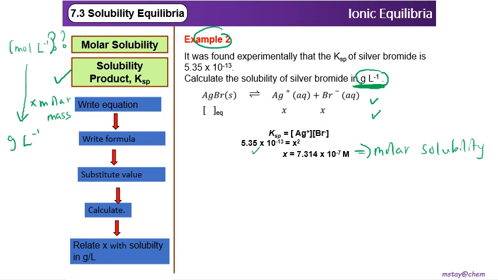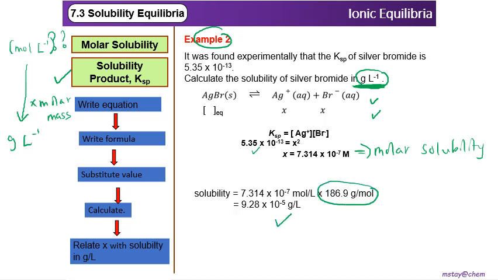From the molar solubility, we convert to gram per liter. We are going to multiply with the molar mass. So we will get the answer 9.28 exponent negative 5 gram per liter.